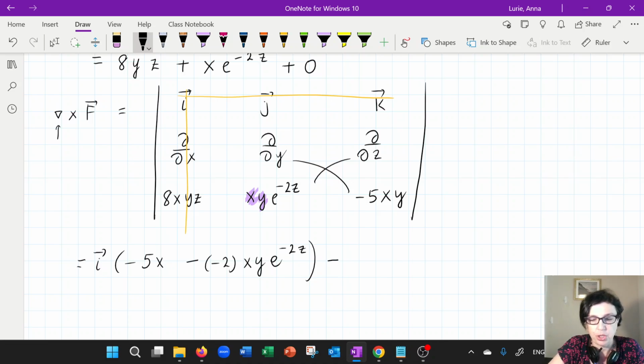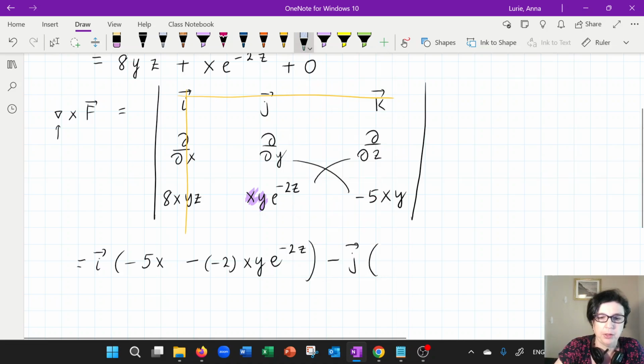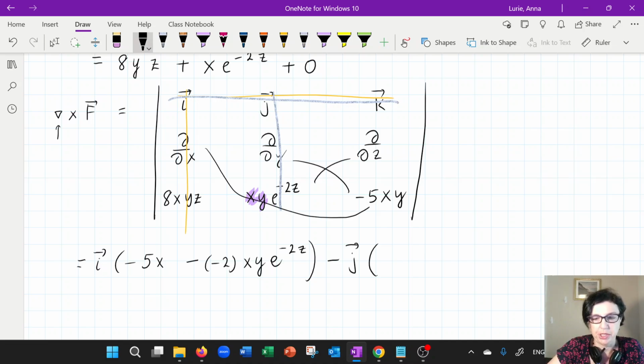Now remember that the j component is negative, so this is a minus right there. How do I do that? Well, let me pick another color, some pale color, to cross out the j column and row. Now we're taking the derivative of this with respect to x, so negative 5 and y will be numbers. And then subtracting the derivative of this with respect to z. So that is just 8xy.